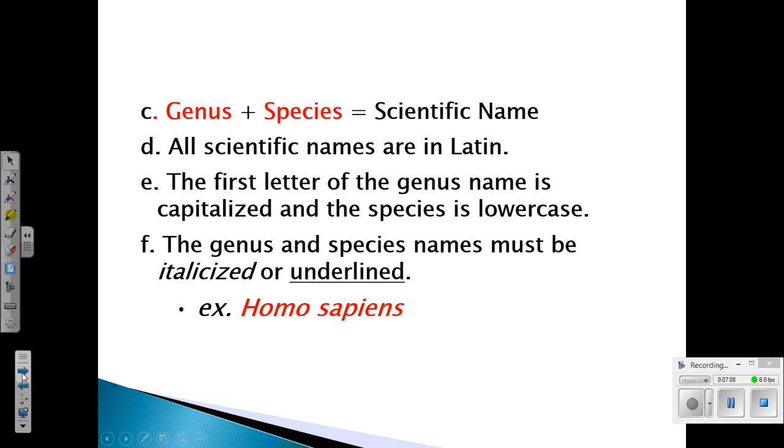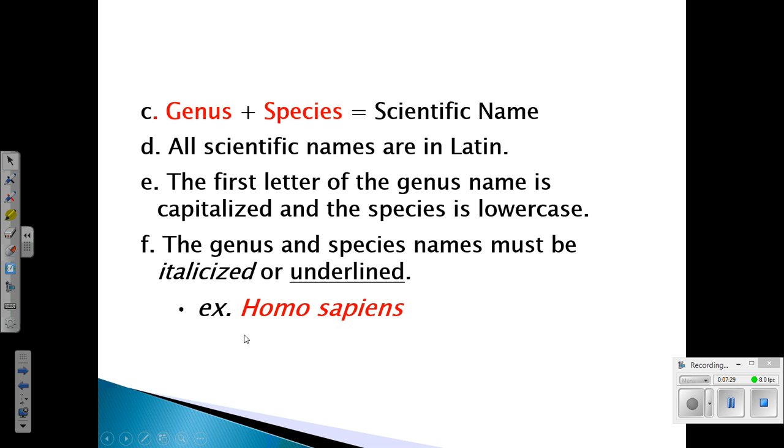So your genus and species gives you the scientific name, and you would be able to point that out in any kind of text because it would be italicized. They're going to have to be in Latin because that is a scientific language. And the first letter of the genus is capital and the species is lower. So for example, our scientific name is Homo sapien.